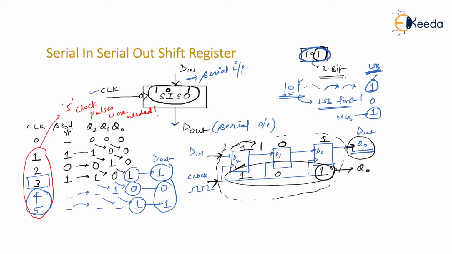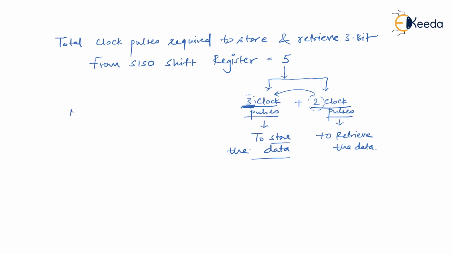Why I'm emphasizing this point so much is that now I have to make it generalized. Because in the exam, you may not face a 3-bit shift register. You may have to face a 14-bit shift register or 13-bit shift register or even a 100-bit shift register. So let's make it generalized. Let us say for n-bit data, how many clock pulses will you require to store the data? Of course, it is n clock pulses. So n clock pulses are needed to store, and to retrieve back you require n minus 1 clock pulses.